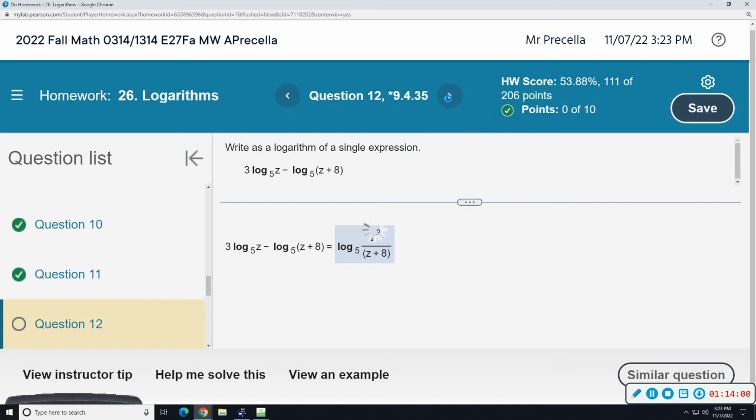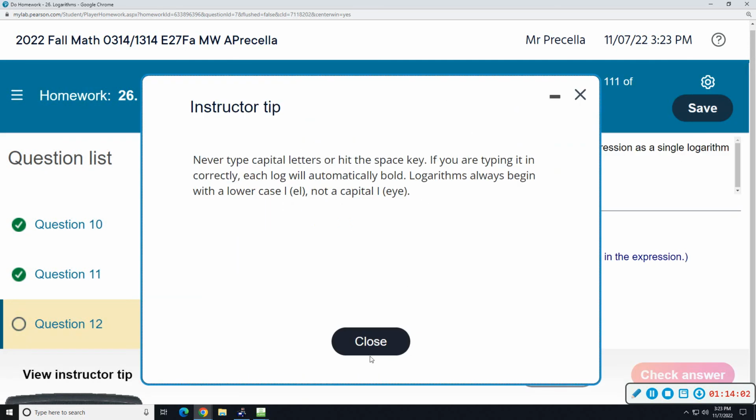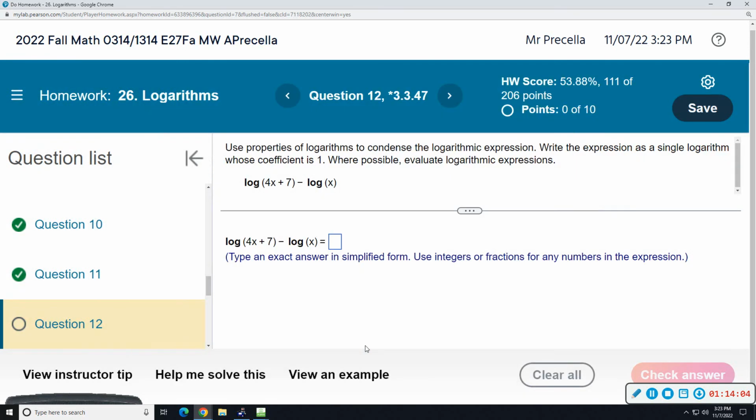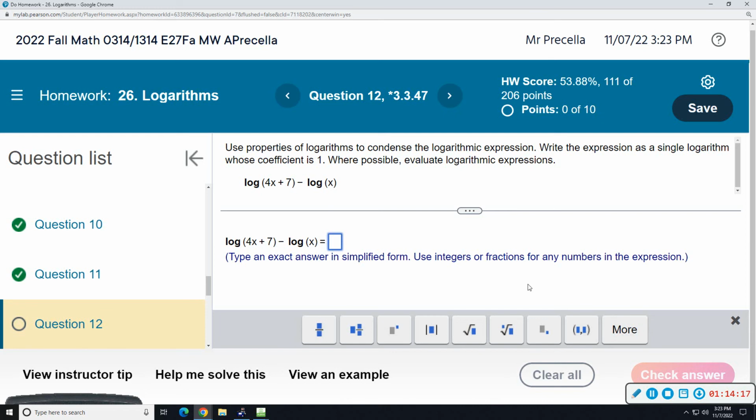Let me see if I can do 12 without getting it wrong. Is this one that requires work, or do you just type it in? Well, there's not really anything else we need to do. So I'm going to type log, and will there be a fraction bar? Yeah, because of this minus.